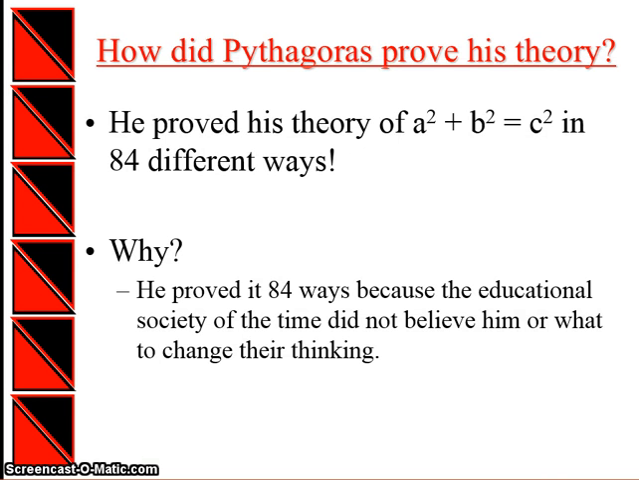Now, back in those days, people didn't embrace educational change. So when Pythagoras posed his theory, it was immediately rejected. As a matter of fact, he had to prove his theory 84 different ways. 84, can you imagine? That's perseverance there. 84 different ways before it was accepted by his peers.